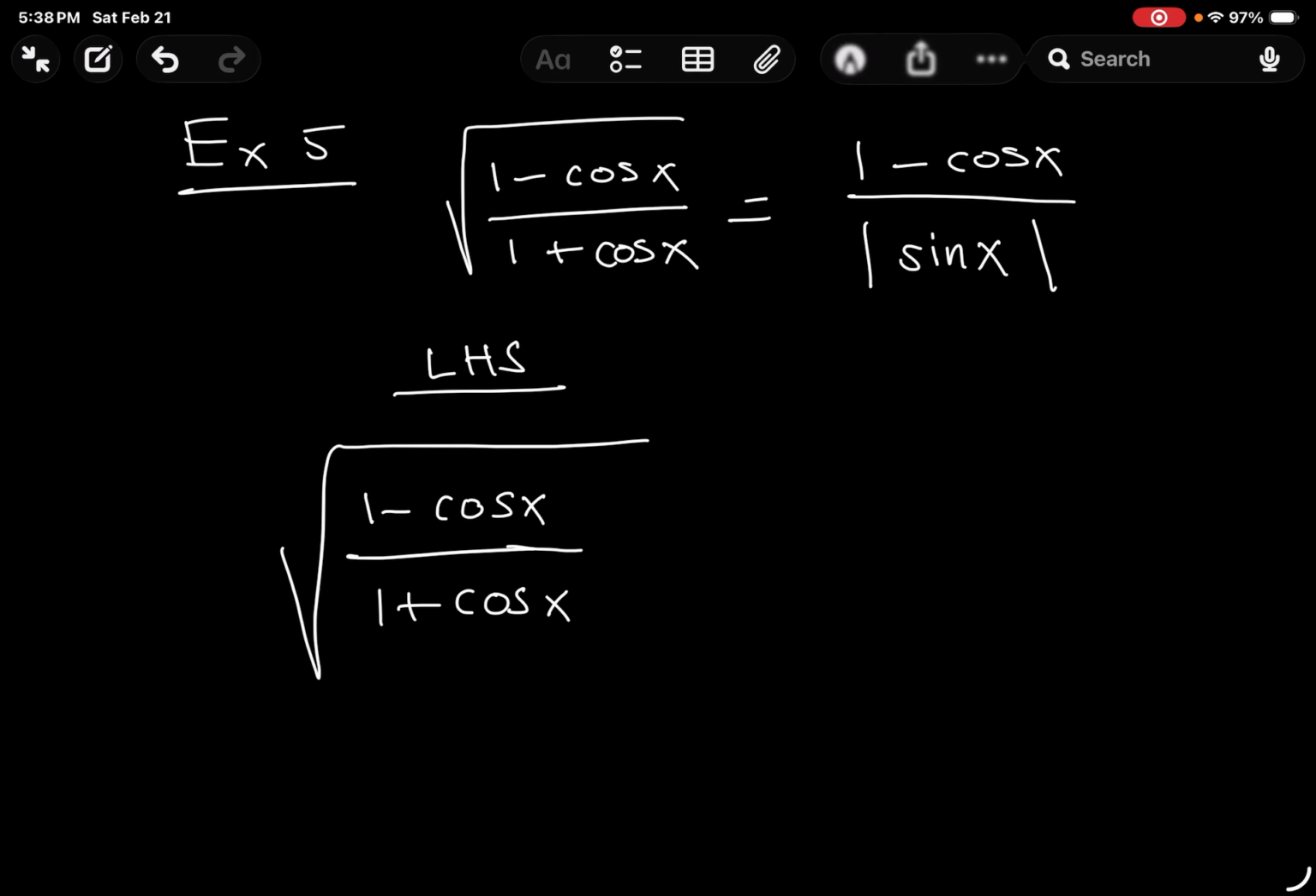So one of the strategies that you learned is you can multiply an expression with a fraction by its conjugate in the denominator, but you can also multiply by the conjugate of the numerator. For this particular problem, I'm going to multiply by the conjugate of the denominator. The conjugate is simply the opposite sign. 1 plus cosine x, the opposite is 1 minus cosine x. So do that to top and bottom.